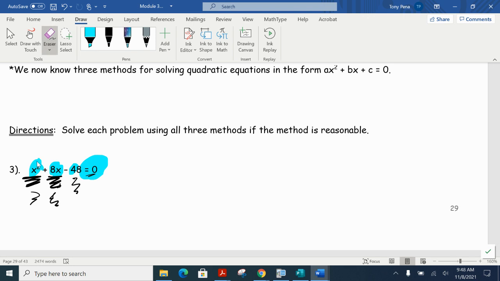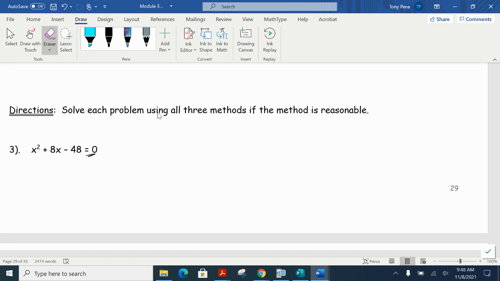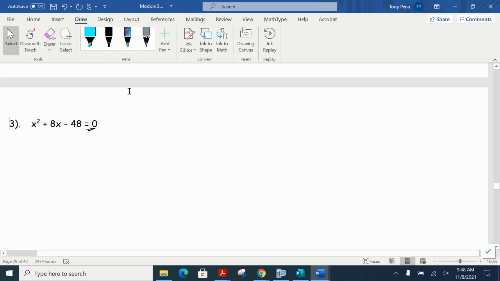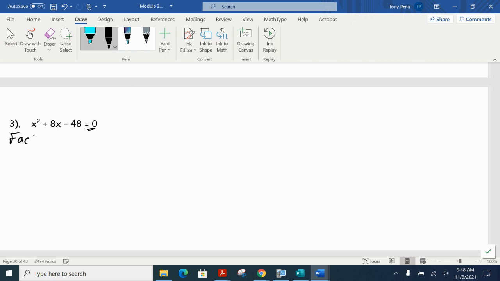And then you're going to see these directions. I do want to do all of these real quick. So the directions to number 3 say solve these problems using all 3 methods. The first method is factoring. So for number 3, solve that by factoring. Try to conserve some space. There's going to be a lot of work here. So let's put factoring, write the word here, and then let's do that right underneath it.